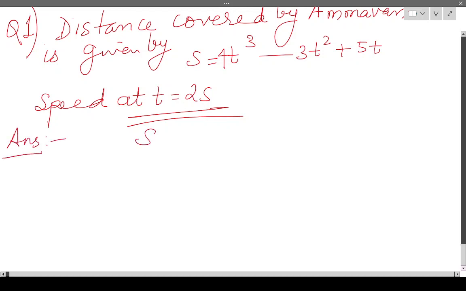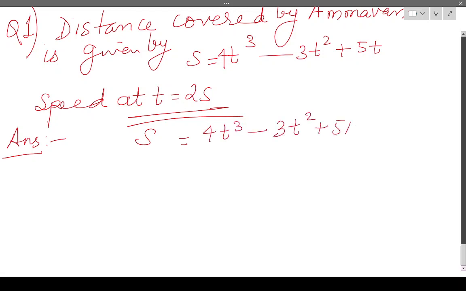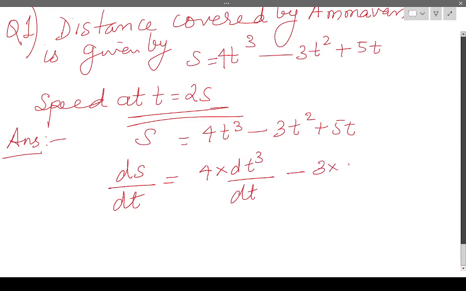Given is distance covered S is equal to 4t cube minus 3t square plus 5t. Now differentiate it. ds by dt is equal to what? 4 into d by dt of t cube minus 3 into d by dt of t square plus 5 into d by dt of t.